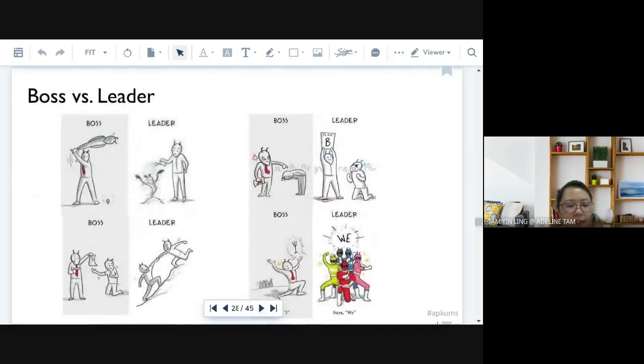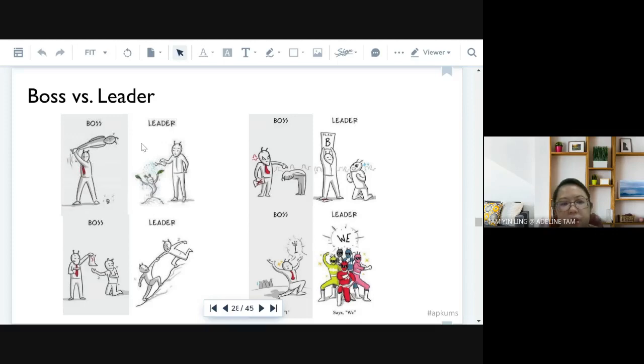Okay, let's look at the example. The difference between a boss or manager versus a leader. Look at here, you can see a person, the boss is here. Imagine your worker is a plant, satu pokok. What is the boss doing? Actually, the boss will pluck the plant and ask you to do the job. He will move you to do the job. So he never thought of growing the people.